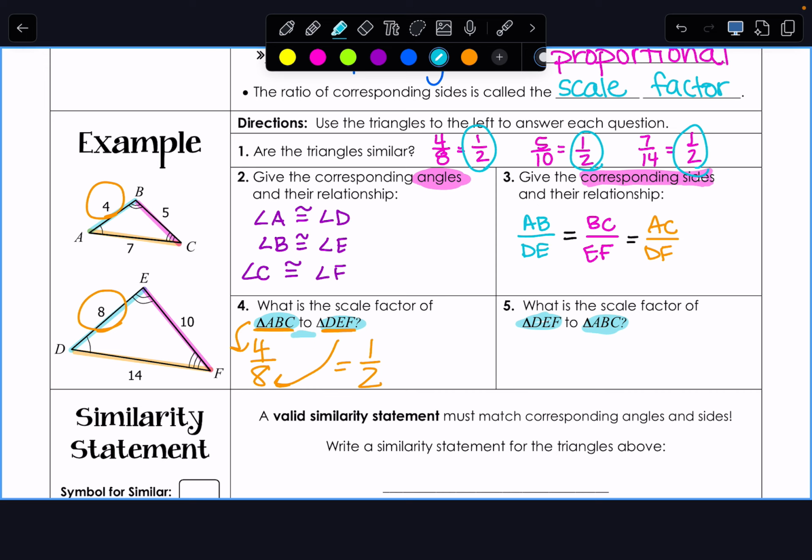Which number do I want to grab first, 4 or 8? If DEF is first, do I want the 8 first or the 4? So DEF. This triangle is DEF. Do you agree? Is 8 or 4 in that triangle? 8. So we're going to write 8 first and then grab 4. So what's our scale factor for that one?